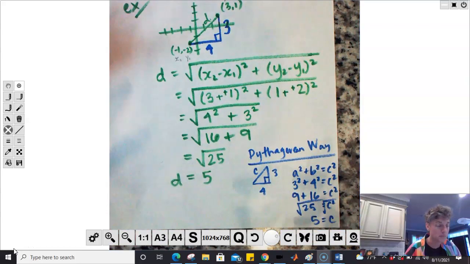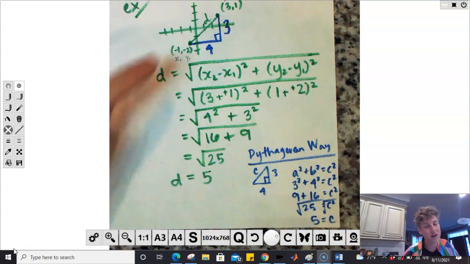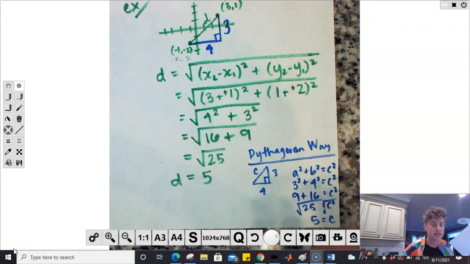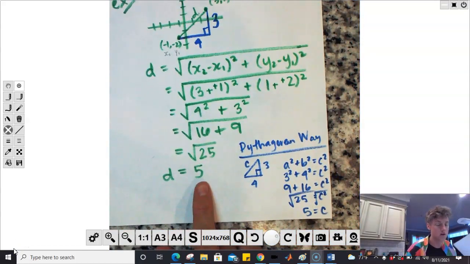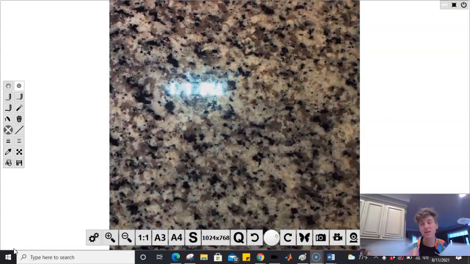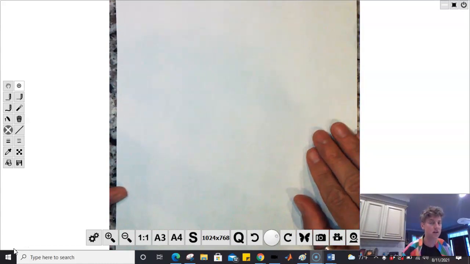You can use both of these methods. If you have a preference for the distance formula, go for it. Use the distance formula. If you like the Pythagorean theorem, make yourself a right triangle and use the Pythagorean theorem. Excellent. All right, one last thing I want to talk about is simplifying radicals. So far, all of our answers have been nice whole numbers. That won't always be the case. So let's talk about simplifying radicals.